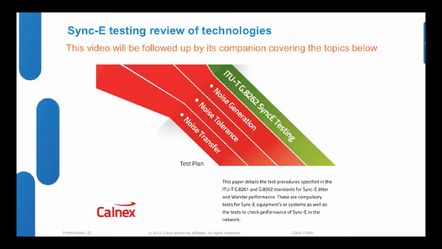The video you're about to watch covers the technology of synchronous Ethernet. There's going to be a second video, a companion video to this, which will cover the ITU-T G.8261 and G.8262 standards testing for SyncE jitter and wander performance.